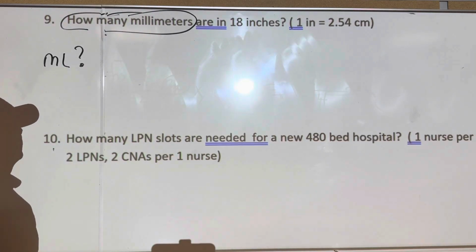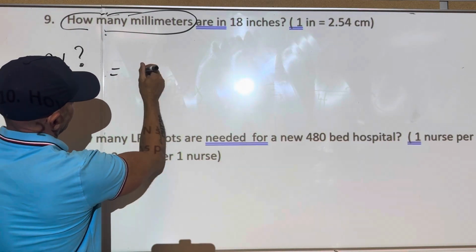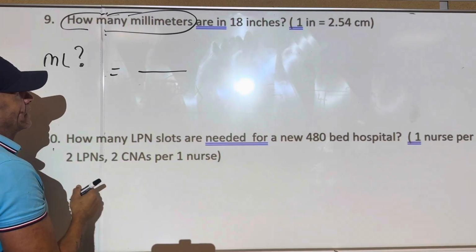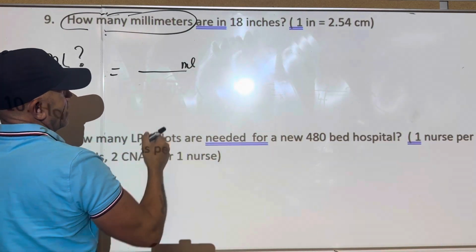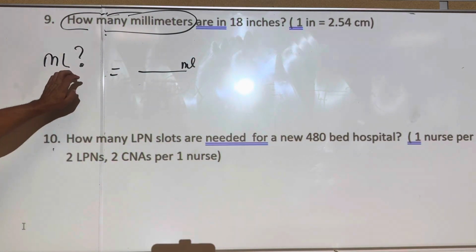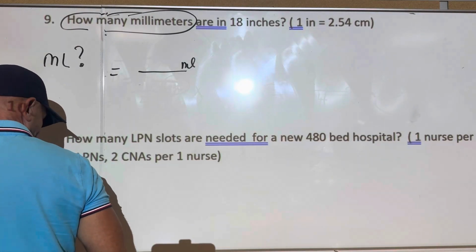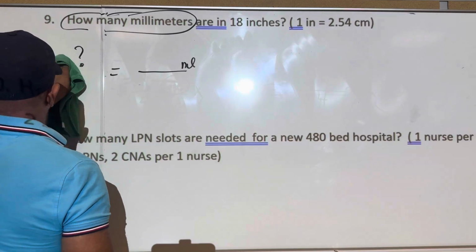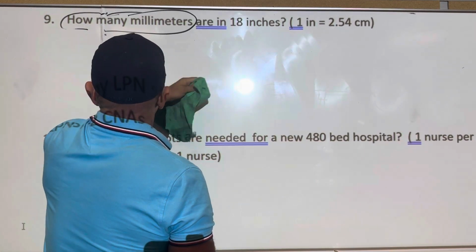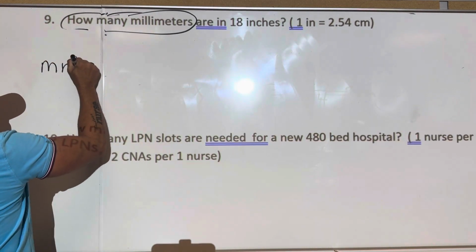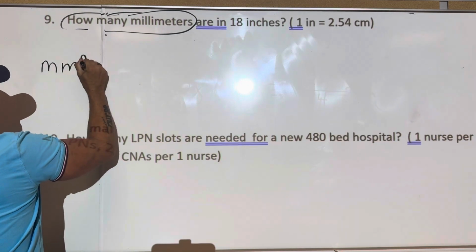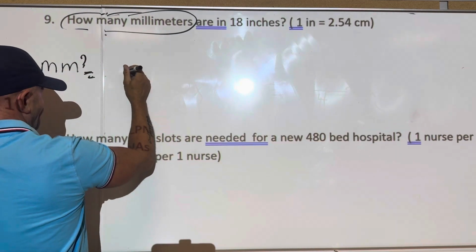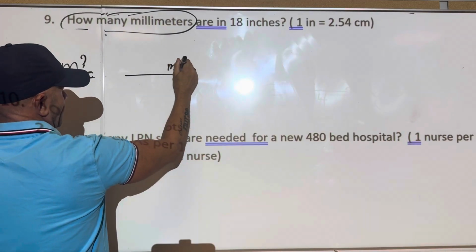We're looking for milliliters. Why do we start our equation? First line is what? Milliliters, because we know that's what we're looking for. But wait a minute. I'm sorry. Let me go back. I said milliliters, not millimeters. Okay, millimeters. Sorry. All right, that's what we're looking for, millimeters.